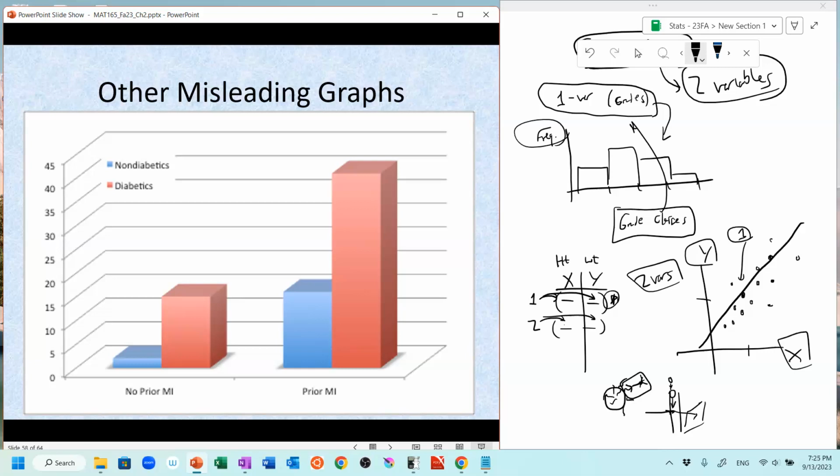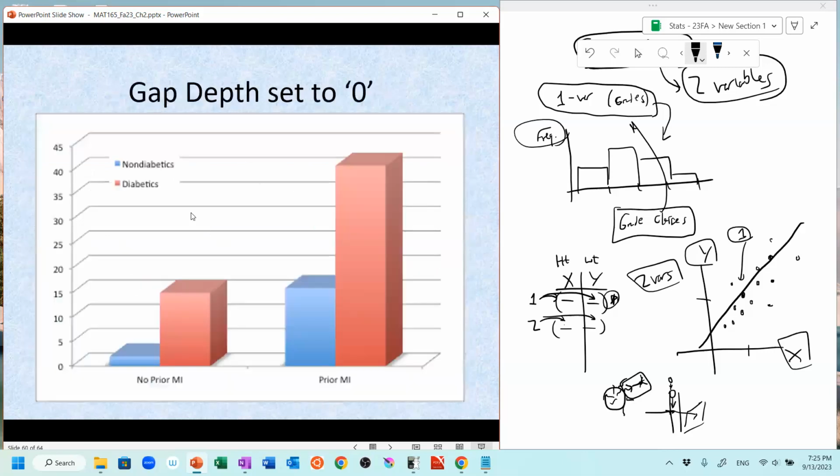So if you ever looked at a clock from the side or something like that, it can sometimes be hard to tell what minute it's on. You want to look at it straight ahead. Same kind of thing here. Trying to get too fancy with the graphs, you can go in and manipulate it, and there's an option in Excel called gap depth. You can set it to 0, and that pushes those bars against that back wall. And now non-diabetics, no prior MI, at 2 units of risk, it's more sensible.